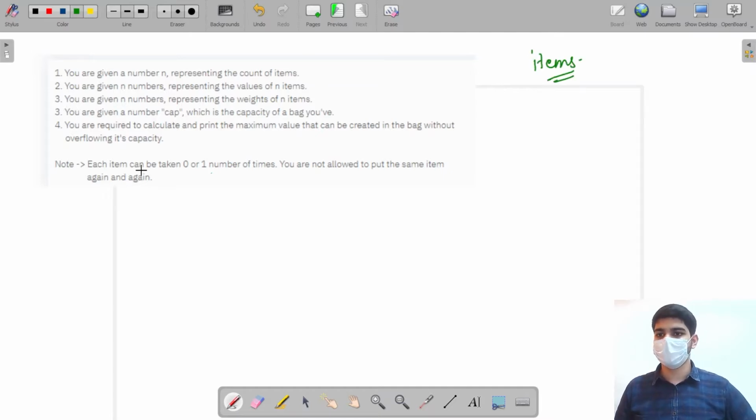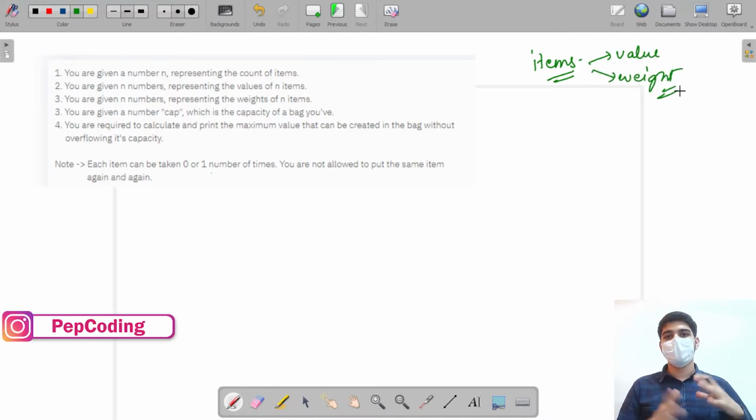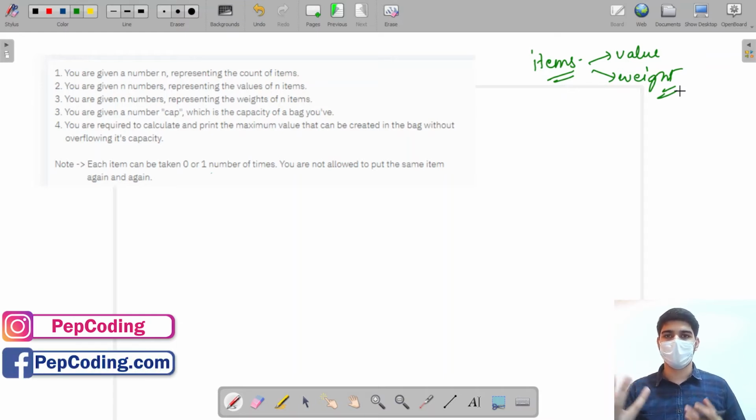Then it says that you are given n numbers representing the values of n items. So each item will have some corresponding value. Then it again says that you have n other numbers which will be representing the weights of all of those items, right? So each item will have its weight and value. Over here, each item will have its corresponding weight and value.